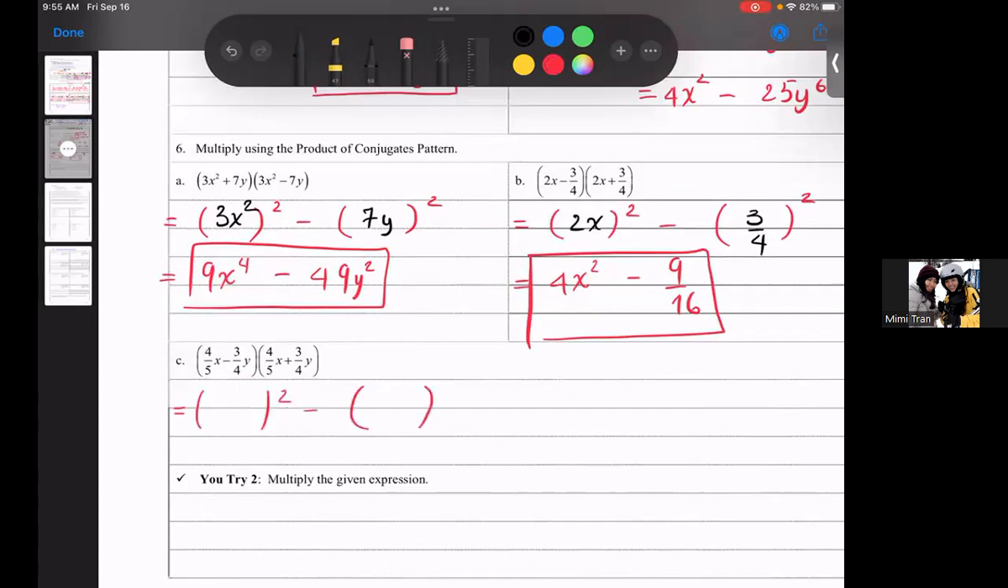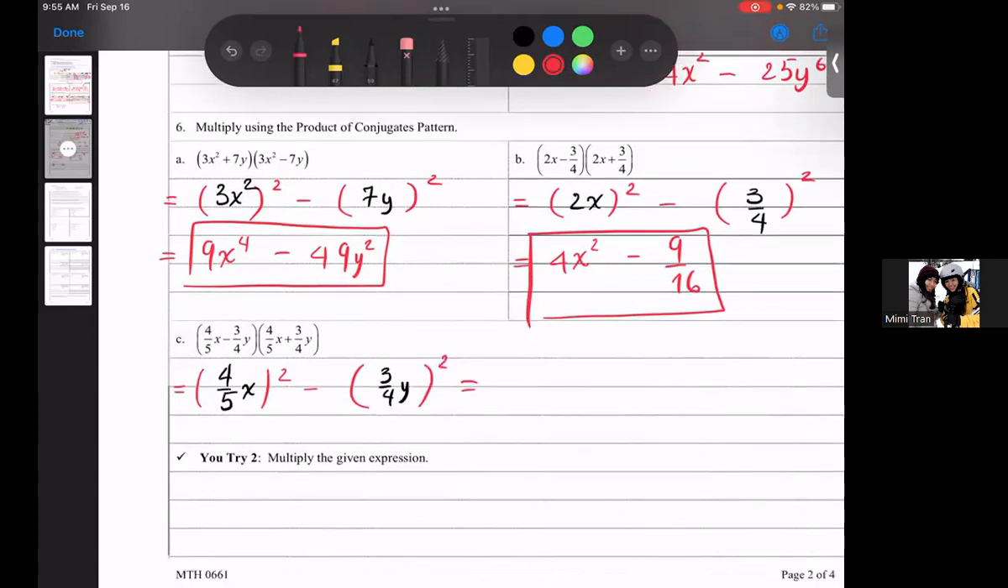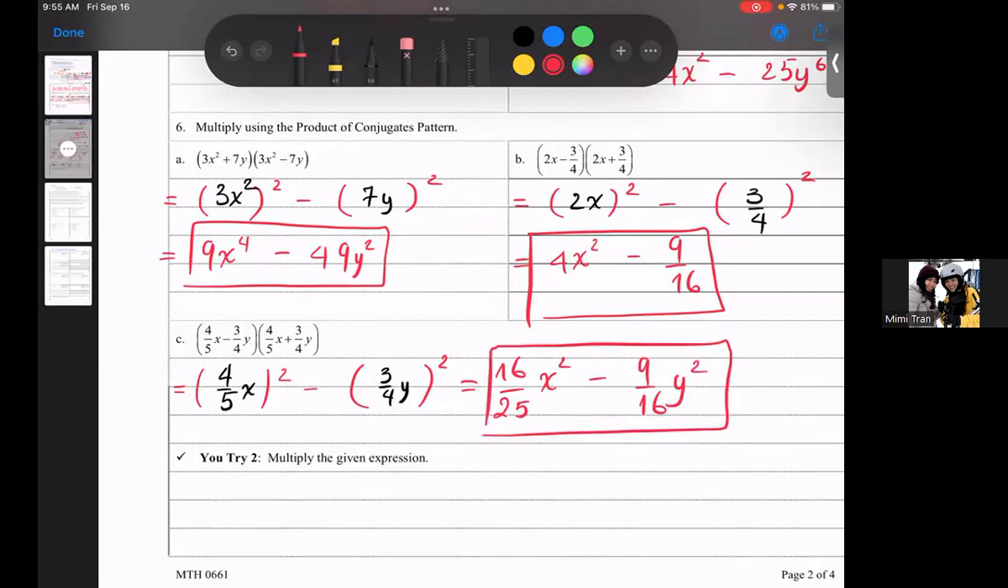You tell me C. What do I have for the first term? What do I have when I square the first term? Good, and then minus 9 over 16 y squared. This one is easier than the first one. Yeah, it's just nicer. But it only works if it's a conjugate, okay?